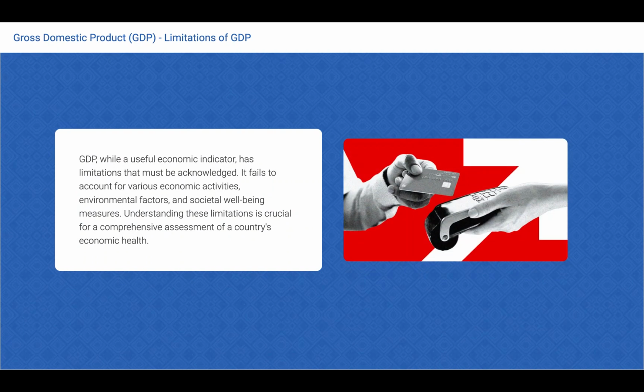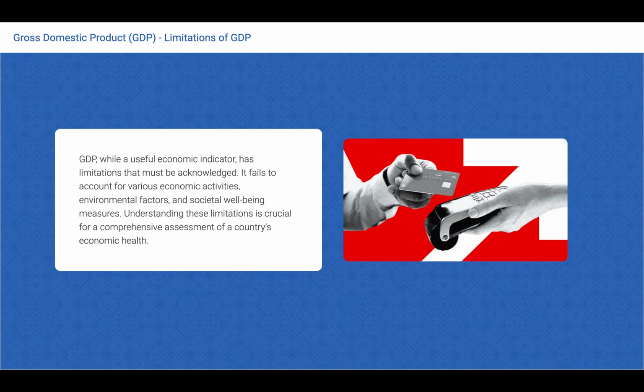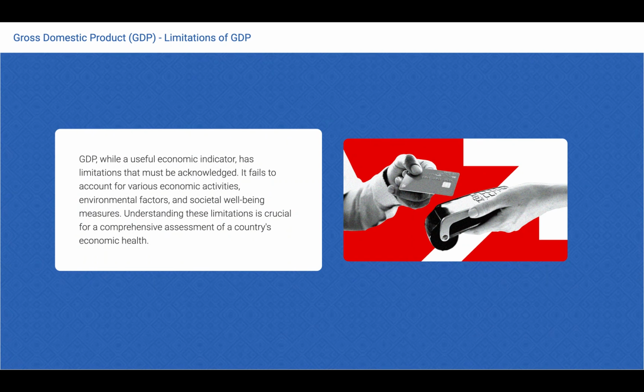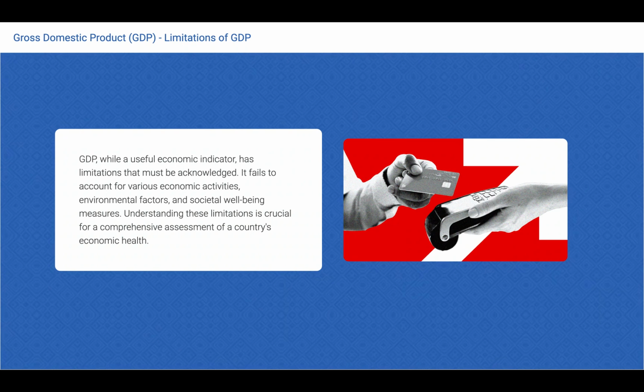DIPT, while a useful economic indicator, has limitations that must be acknowledged. It fails to account for various economic activities, environmental factors, and societal well-being measures. Understanding these limitations is crucial for a comprehensive assessment of a country's economic health.